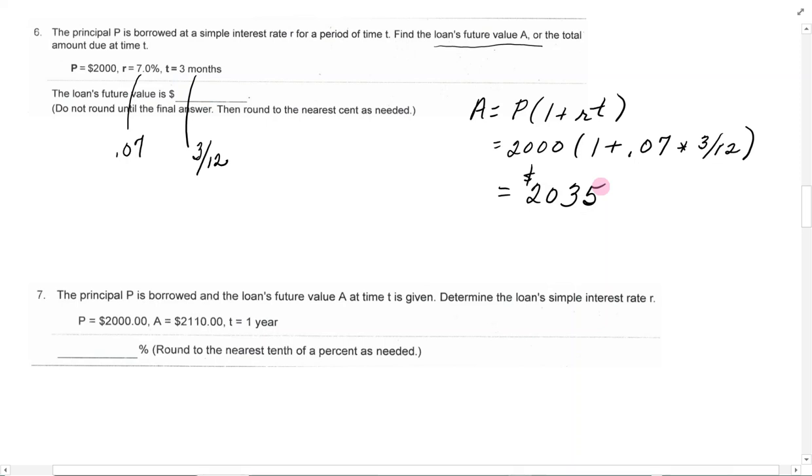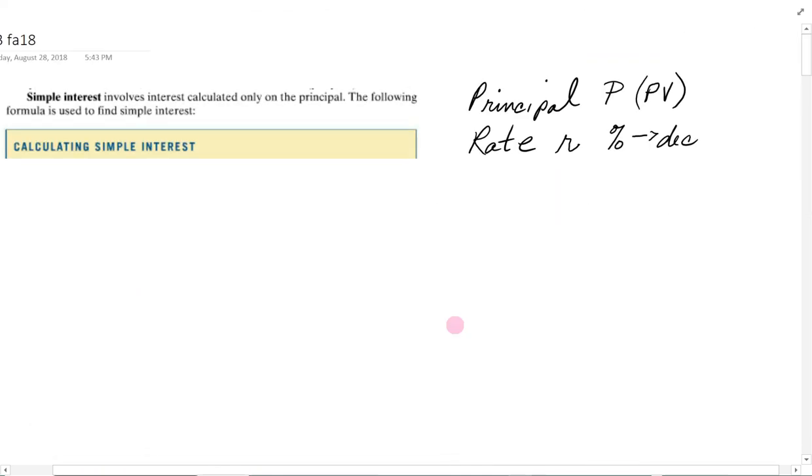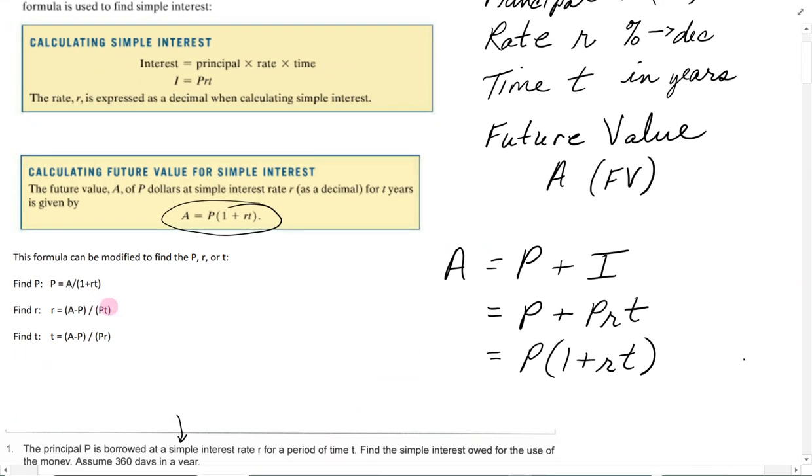Let's look at number 7. Oh, no, things have changed. You have to be careful and read. It says the principal P is borrowed and the loan's future value A at time T is given. Determine the loan's simple interest rate. I'm looking for R. I will go back and grab this formula. So make sure you have these formulas written down correctly and you're ready to use them.